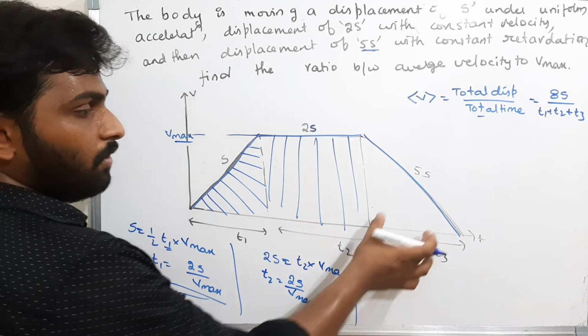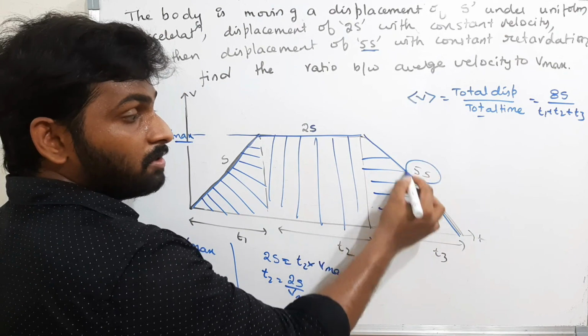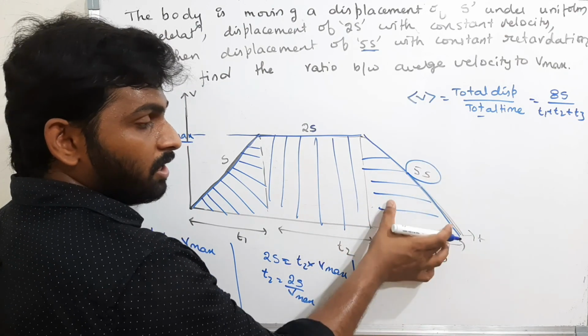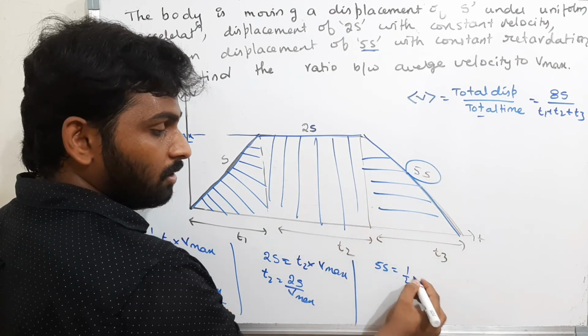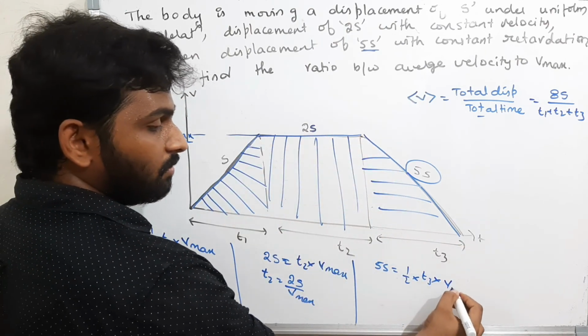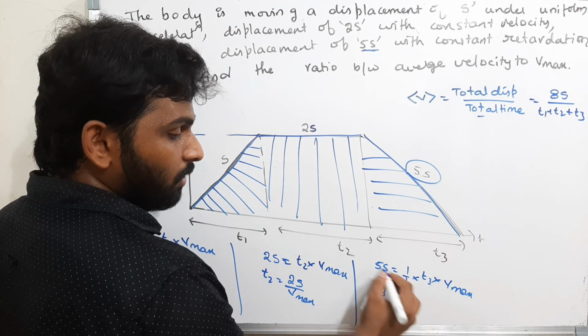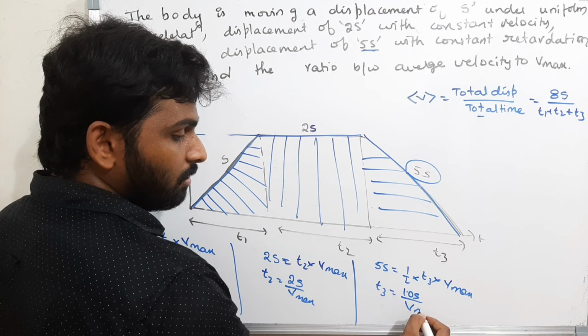Now next one. For this one, what is the displacement they gave? They gave 5s. 5s is equal to what is the area? Area is nothing but half into base into height. Half into what is the base? t3, into what is the height? Height is the same, Vmax. Therefore, what is t3? t3 is nothing but 2 into 5, that is 10s by Vmax.